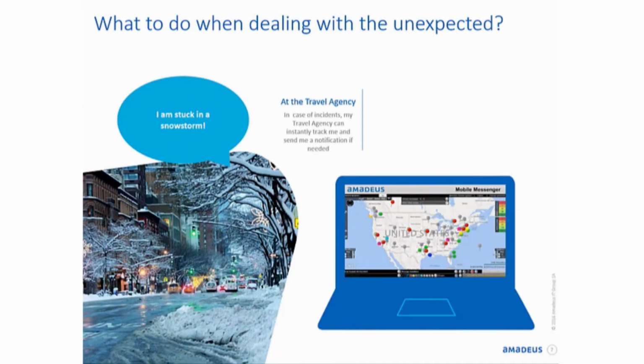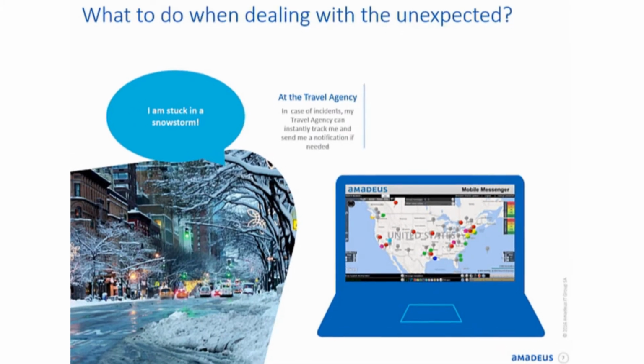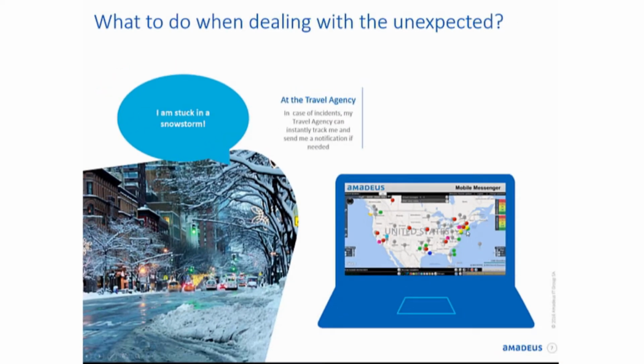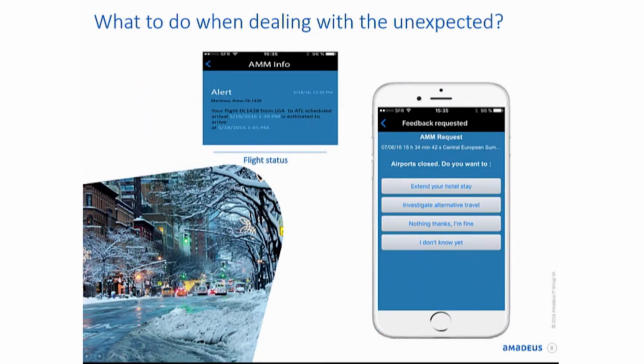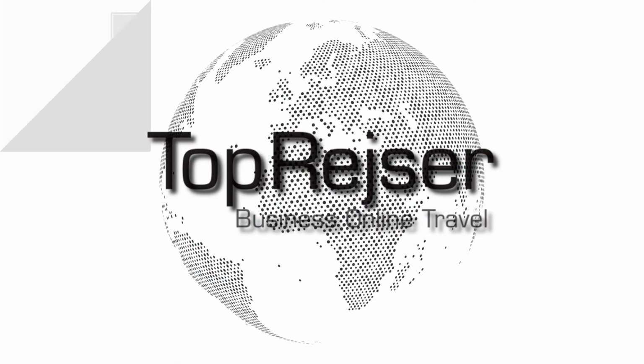When Stephanie is traveling to some remote places, from the application Amadeus Mobile Messenger, her travel agent can track her and even send her notifications if needed. Stephanie's travel agency sends her a message to notify that her flight has been canceled. Luckily, they booked her on another flight and made all the necessary modifications.